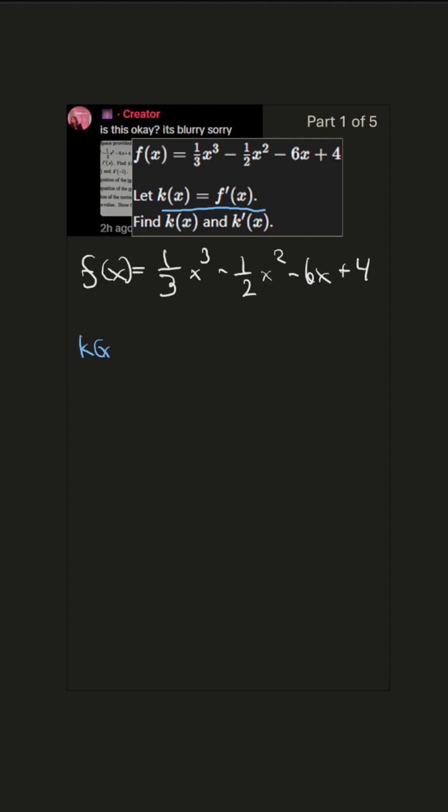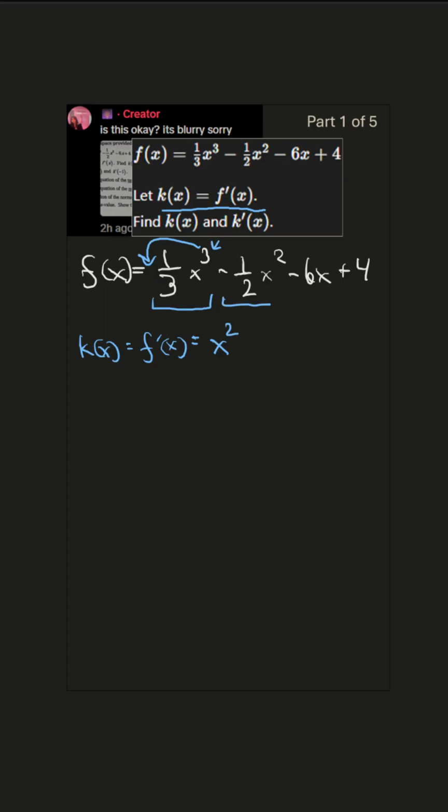So k of x, which equals f prime of x, equals, well, for this first term, we use the power rule. To do that, we bring the exponent out in front. 3 times 1/3 is 3 over 3, which equals 1. So we can imagine there's a 1 right here. And then we put the variable, and we reduce the power by 1, so that's x squared.